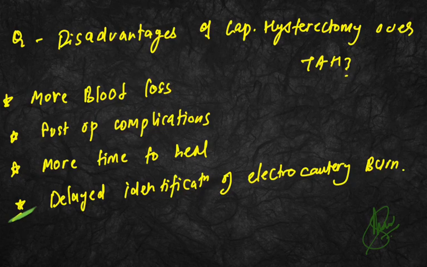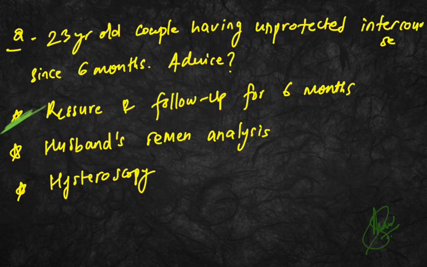Now, disadvantages of lap hysterectomy over TAH. So, delayed identification of electrocautery burns is seen, more time to heal, more complications, more blood loss. This is not the disadvantage. Now, a 23-year-old couple having unprotected intercourse for 6 months, and what will be advised if they do not conceive? You have to reassure and follow up for 6 months. You have to advise the patient this.